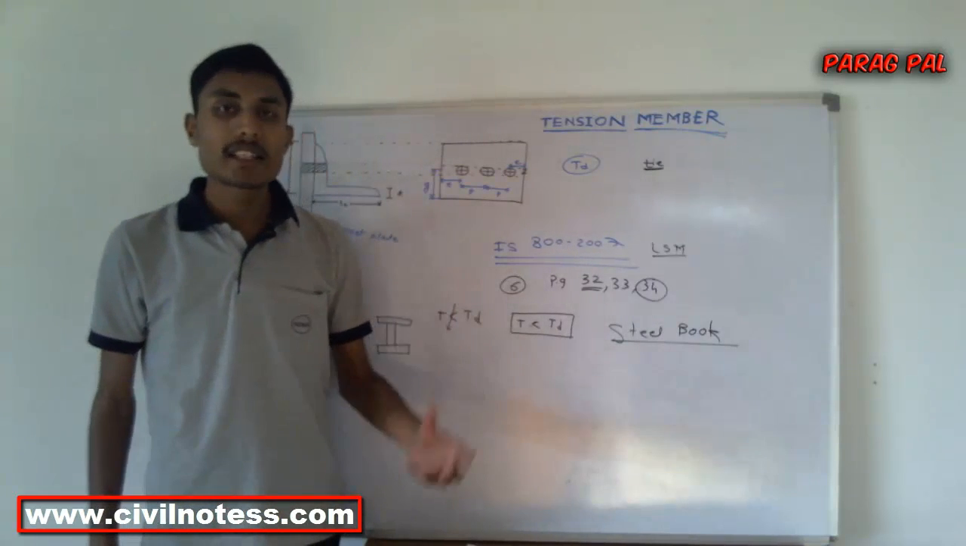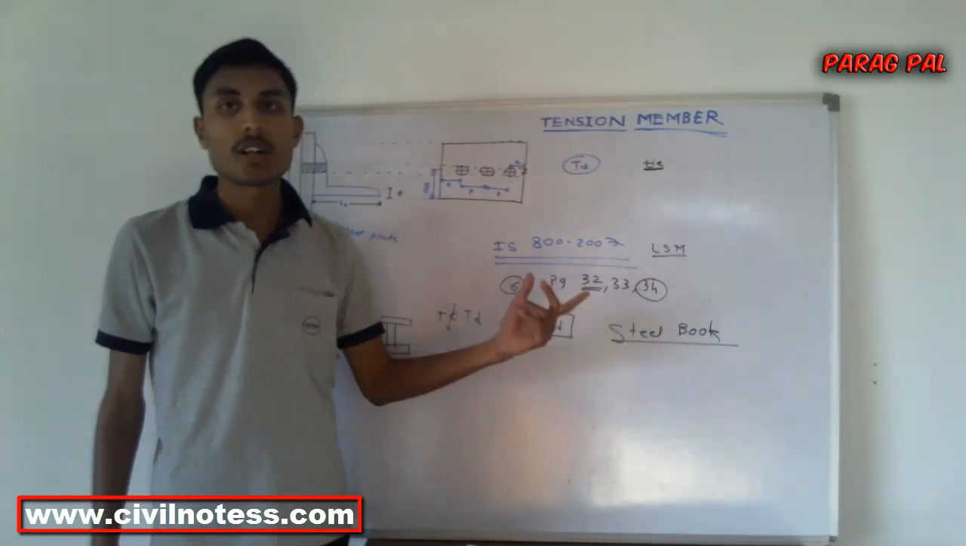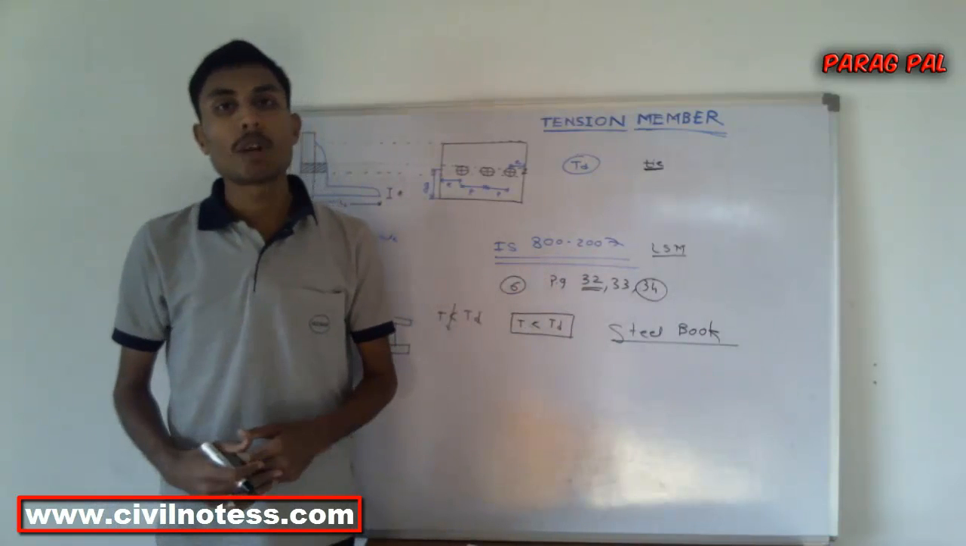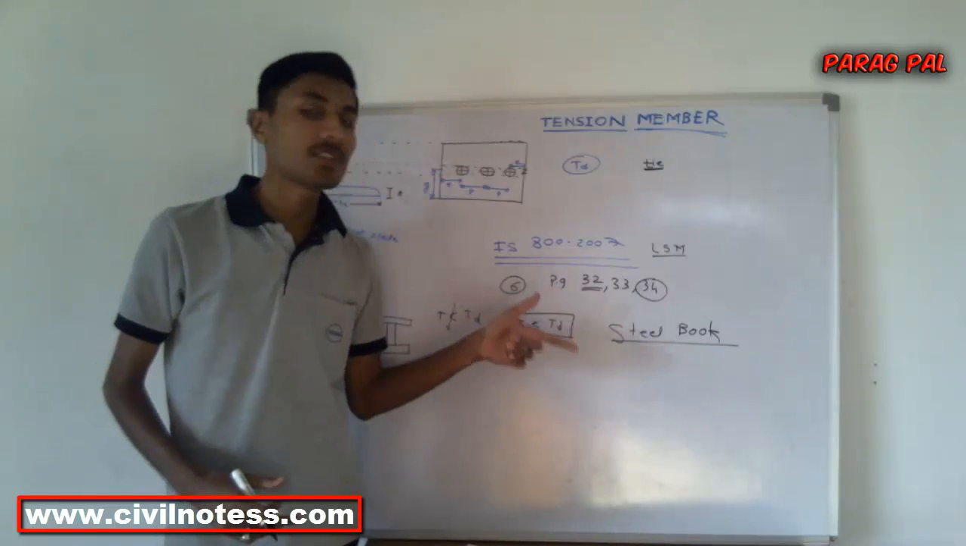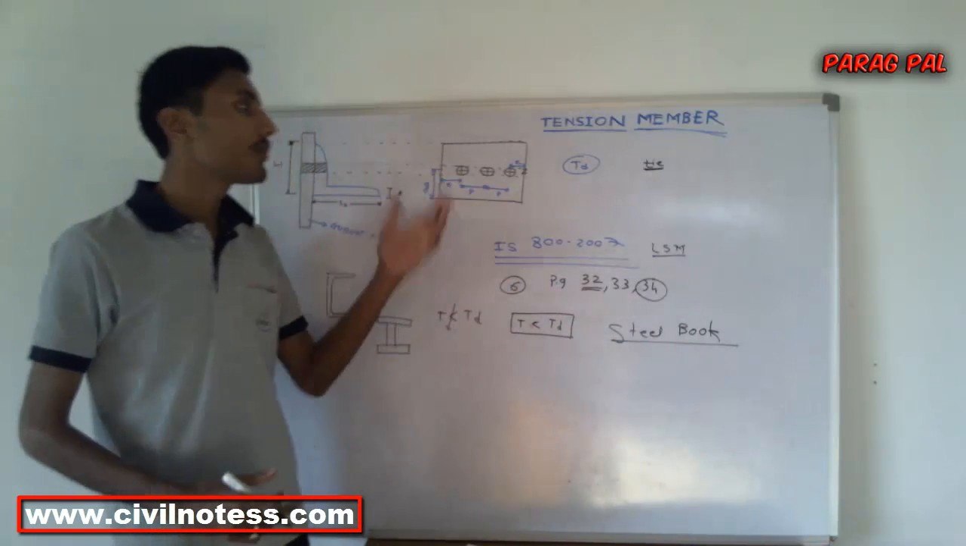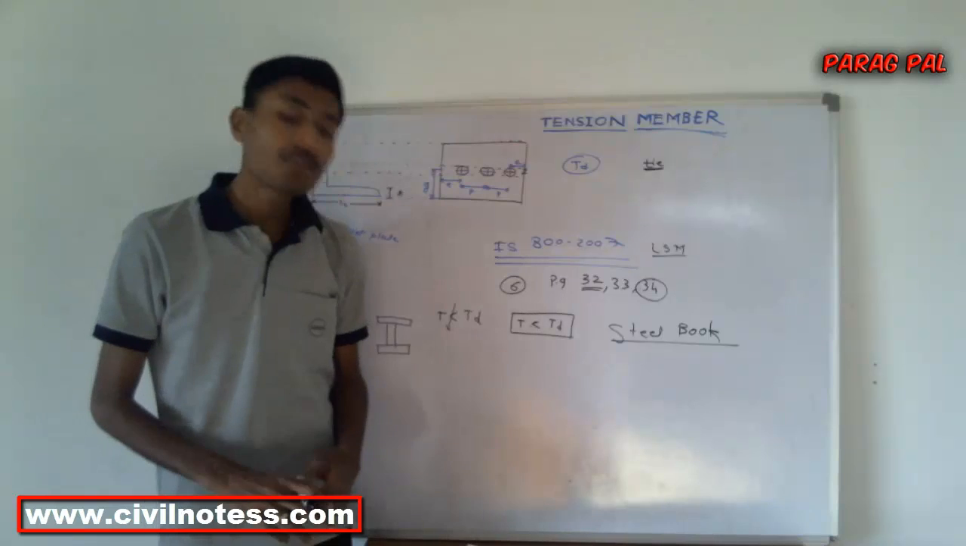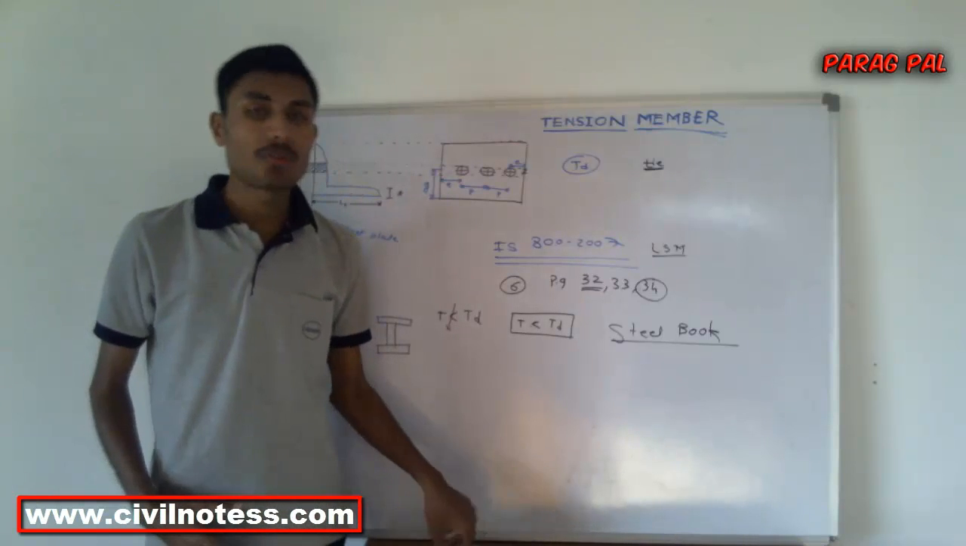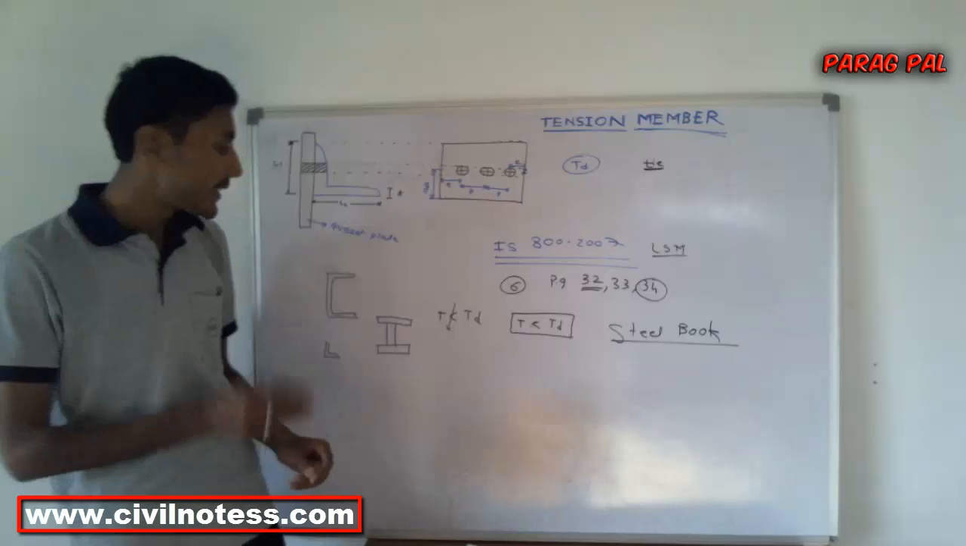So in the examination, you can take the steel book and the IS code 800:2000. You have to keep these two things with you for solving this type of numerical. Without wasting more time, we go further to our numerical. So I'll just run it first.